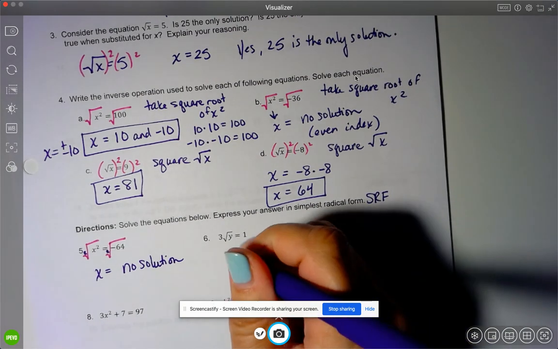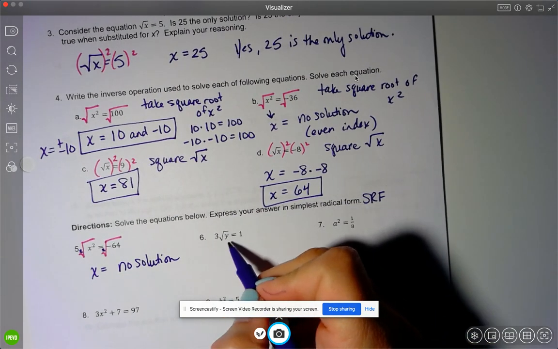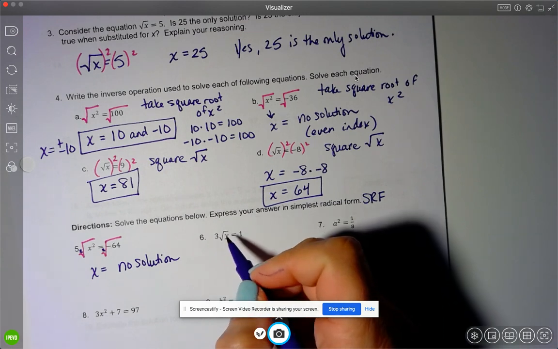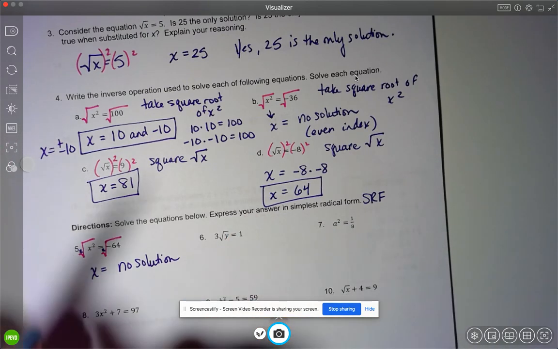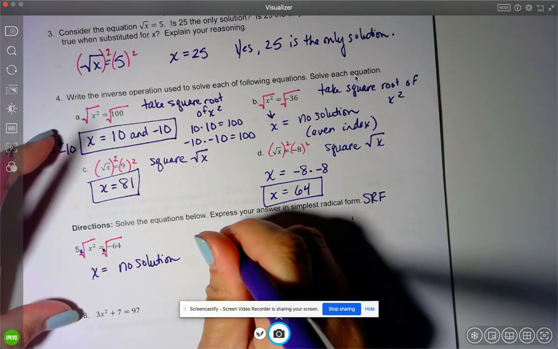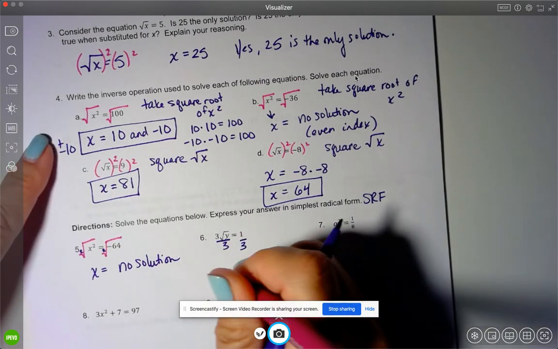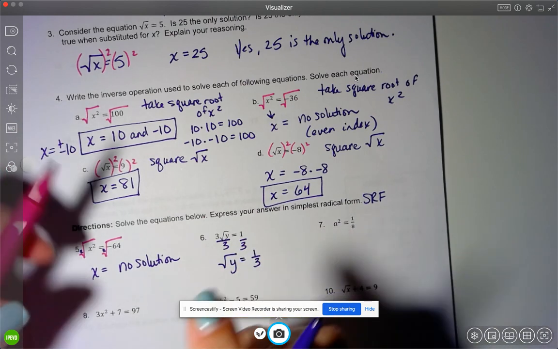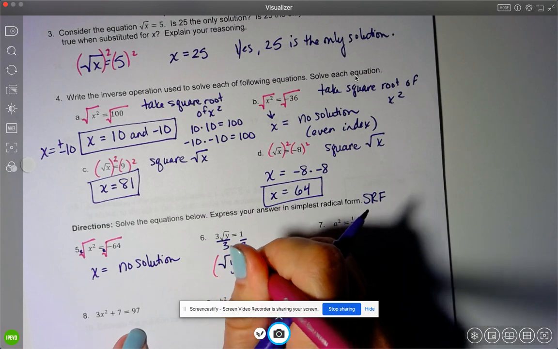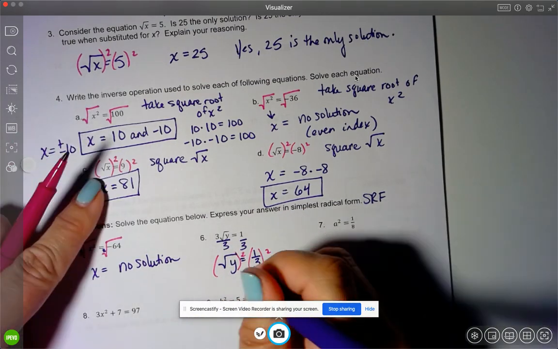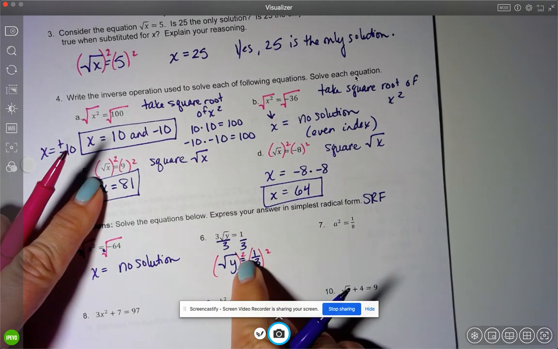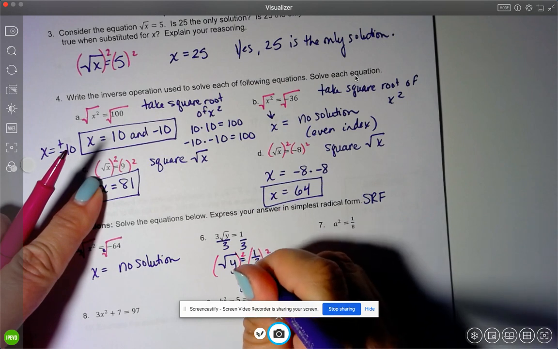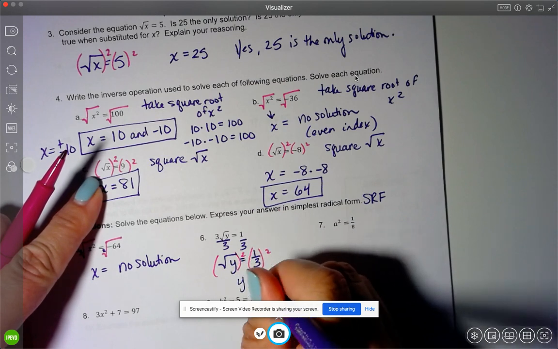Okay, number 6. Now I want to get the radical by itself when I solve an equation. So I'm going to first divide by 3 so I can get radical square root of y by itself. I'm going to go ahead and divide by 3 on both sides. Okay, so now I have square root of y equals 1/3. Now I'm going to do the inverse operation, square both sides. So I have y, because the square undoes the square root, equals 1 squared, which is 1, over 3 squared, which is 9. That's my only solution.